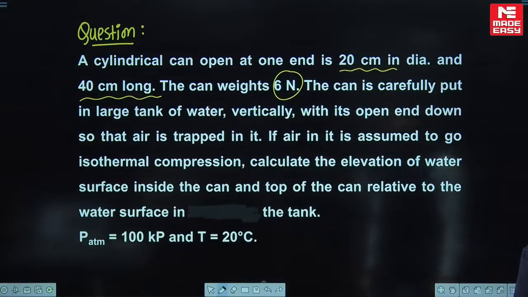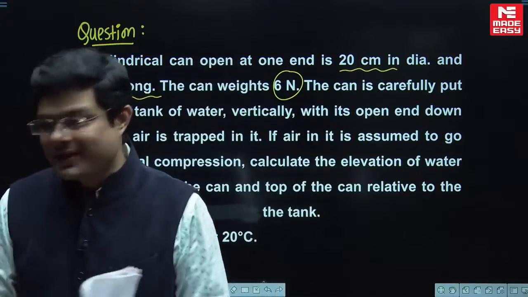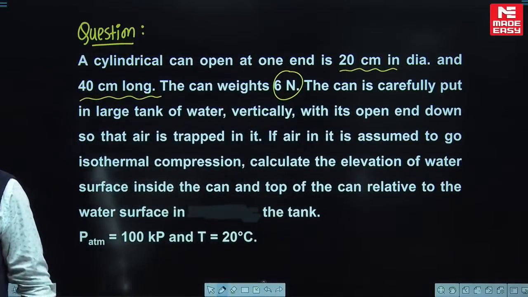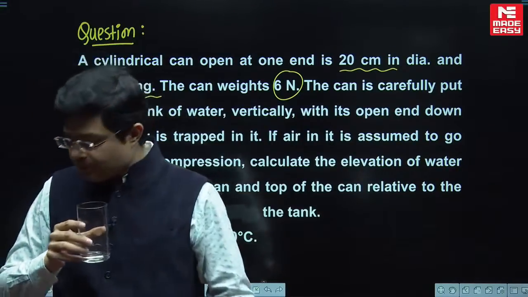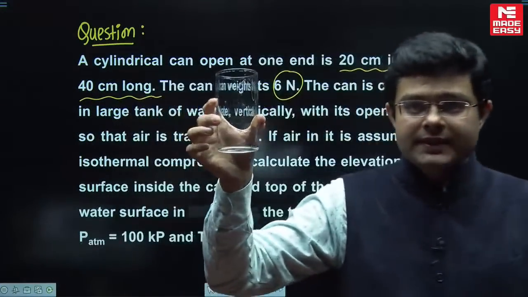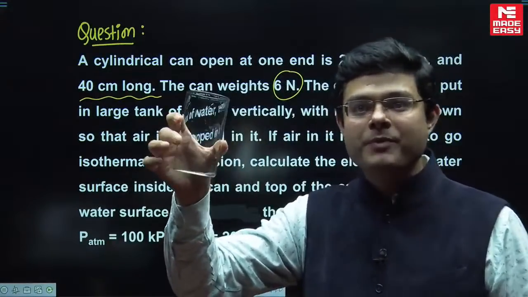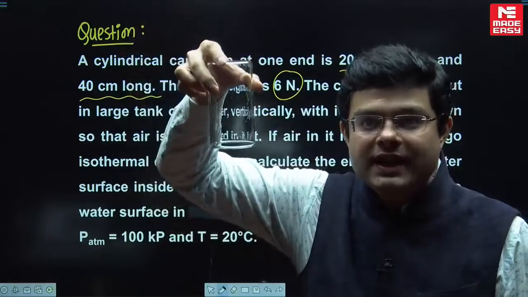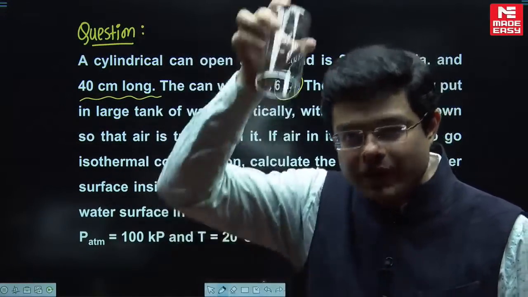The can is carefully put in a large tank vertically with its open end downward and air is trapped. These kinds of things you generally do in real life also. See, this is a cylindrical can, this glass in my hand. I hope you are able to see. You are inverting this glass and putting it into a container filled with water.